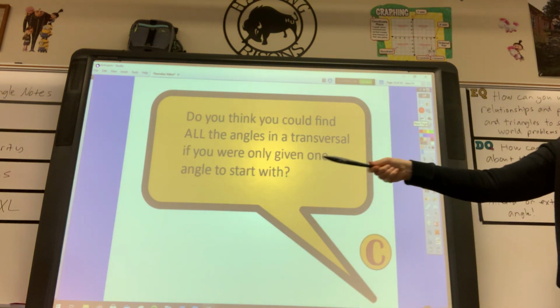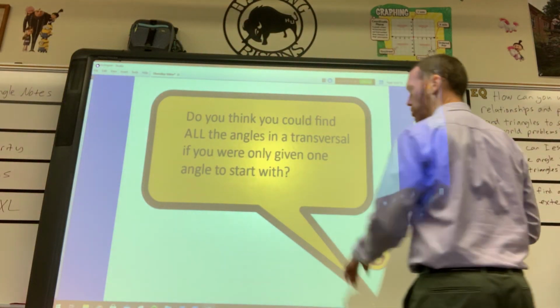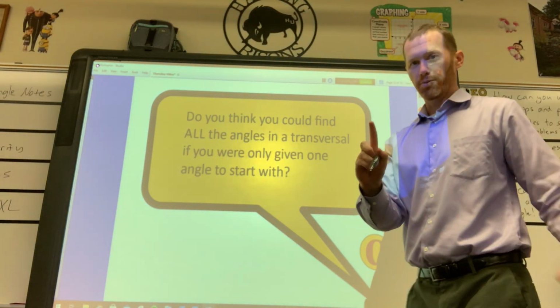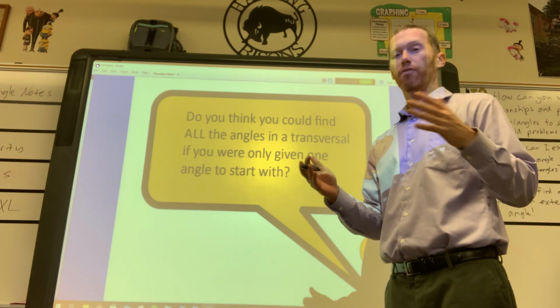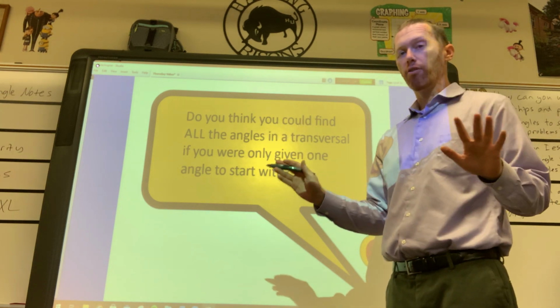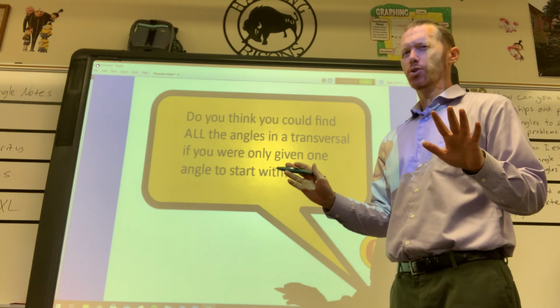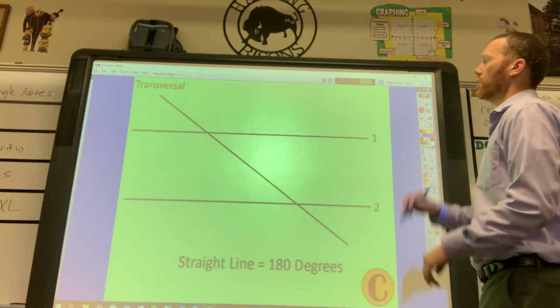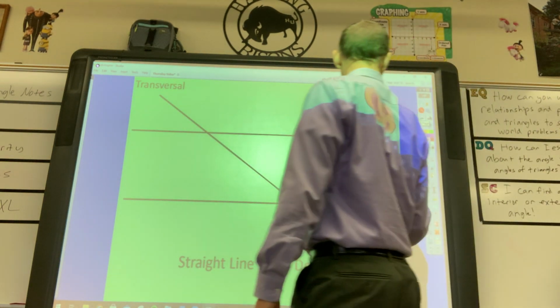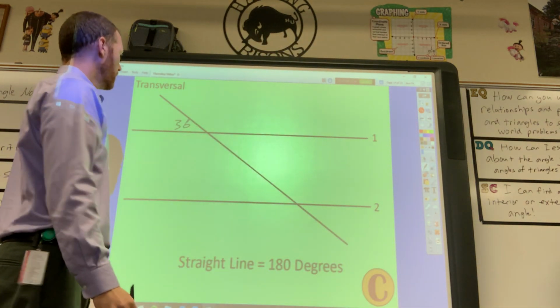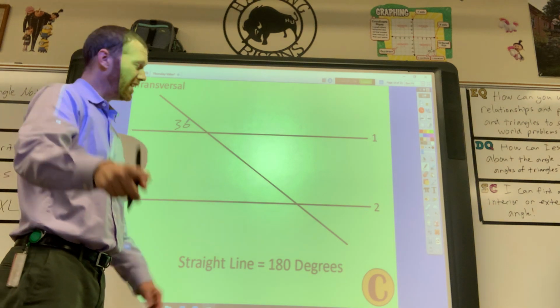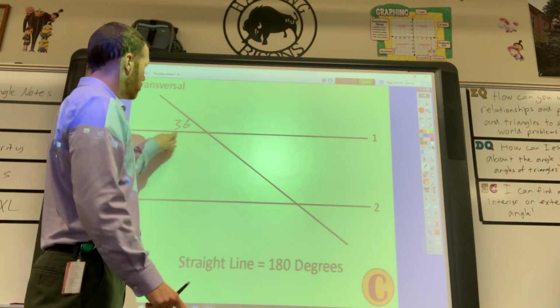So, if all I gave you was a transversal and one angle, could you use your knowledge to figure out every other angle in the entire thing? And the answer is, yeah, you could. Check it out. So here's our transversal. And I tell you that up here we've got a 30-degree angle. Now you know, because you're smart, that every straight line has 180 degrees.